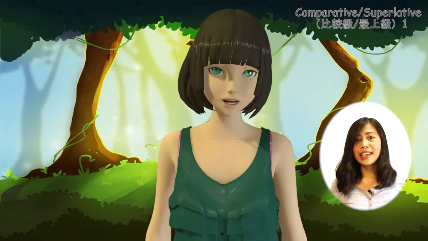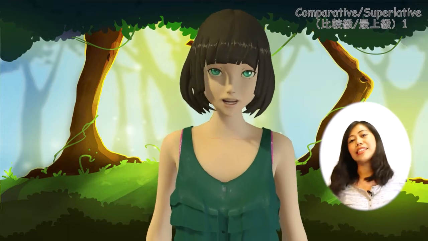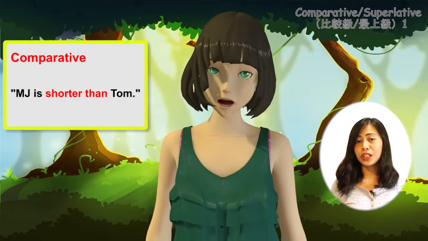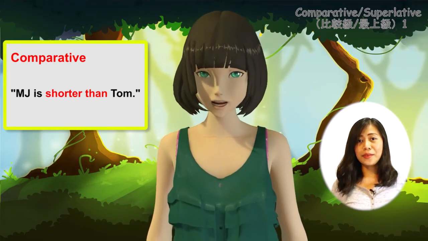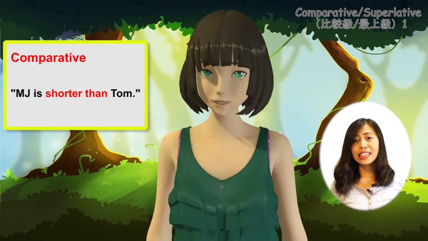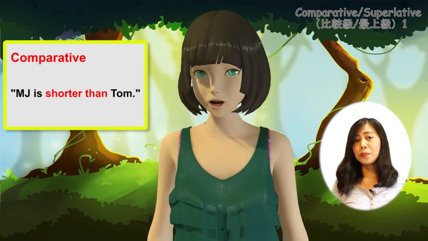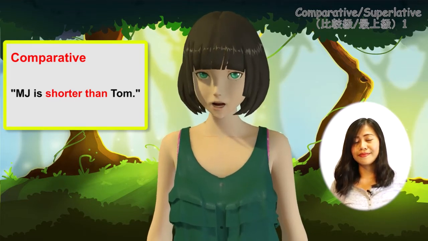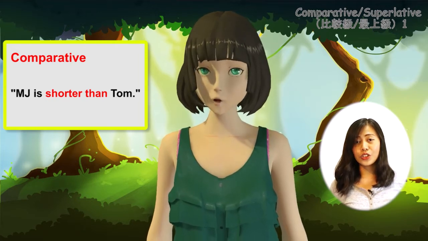Now, let's have the usage of both comparative and superlative. Comparative is used when comparing 2 people or things. For example, MJ is shorter than Tom. So, we compare 2 people, MJ and Tom. Repeat: MJ is shorter than Tom.